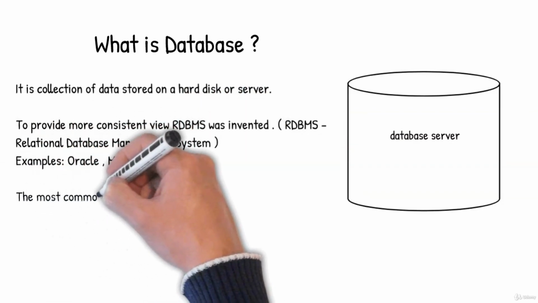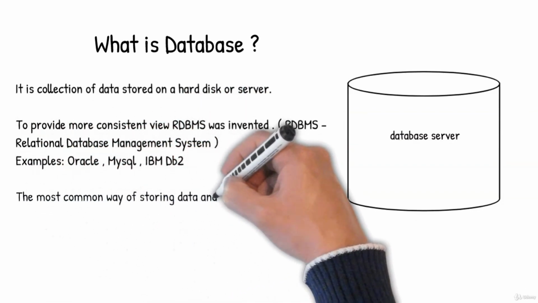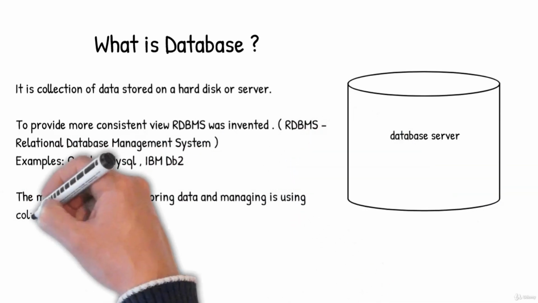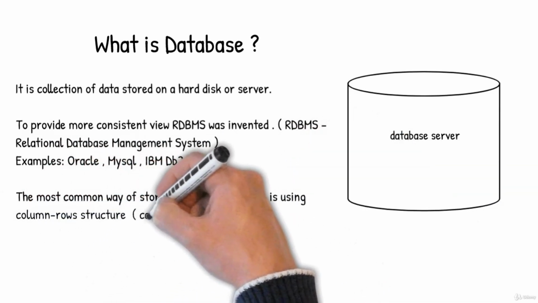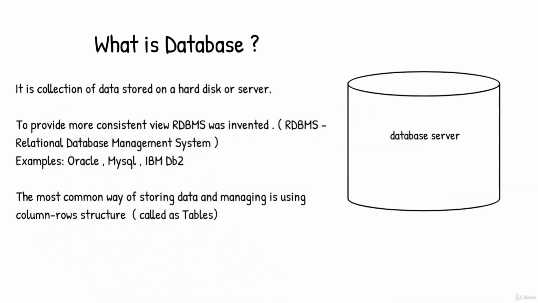The example of RDBMS is Oracle, MySQL, IBM DB2. The most common way of storing the data and managing is using the column row structure, and that is what the RDBMS does. Let's take an example. Suppose if you go to a bank and you meet the branch manager and ask for the account information like your account statement for the last month.